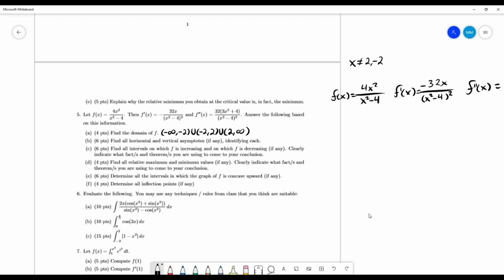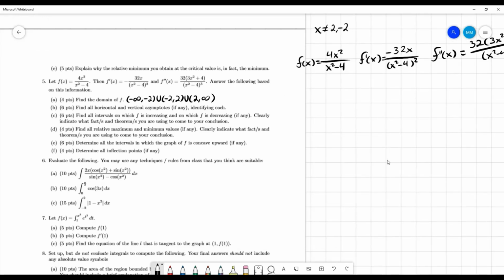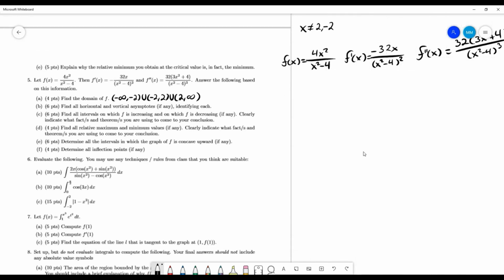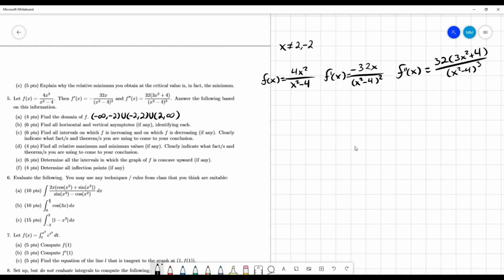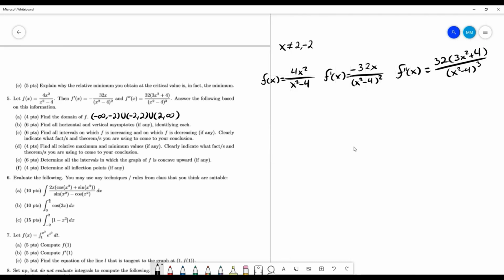Remember, those round parentheses mean it is not included in that. Okay. Next, we want to find all horizontal and vertical asymptotes, if there are any. Now, it's generally a good rule of thumb that if you have a discontinuity from something like this in the denominator, it's probably an asymptote, but it could be a hole.